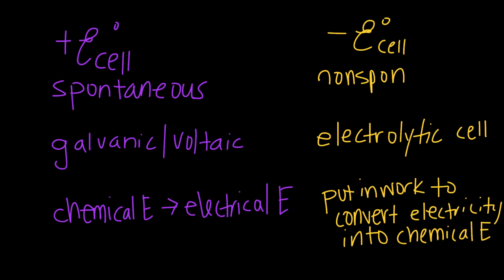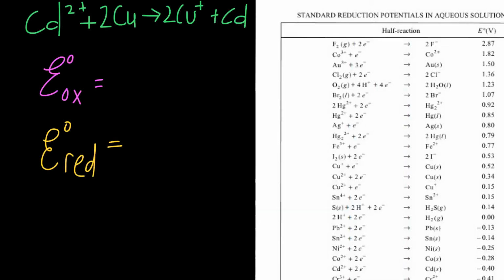So one quick note, if I call a positive E cell spontaneous, that means it's going to correspond to a negative delta G. And then the reverse is true over here. It's going to correspond to a positive delta G. So there's actually a relationship, and it's an equation we're not going to get into this year, between Gibbs free energy and standard cell potential.